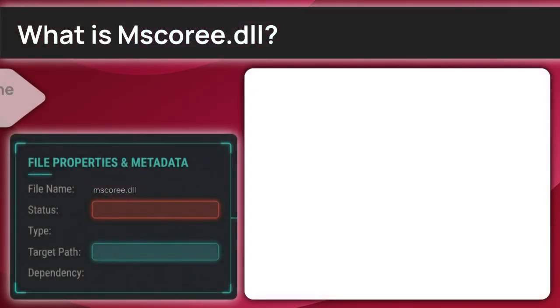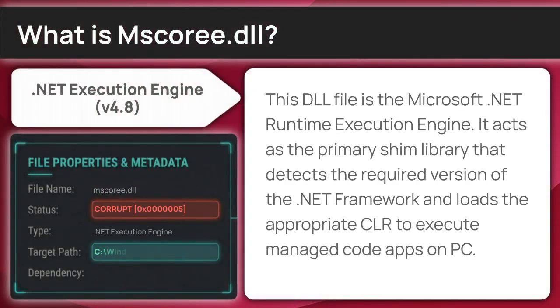This DLL file is the Microsoft .NET Runtime Execution Engine. It acts as the primary shim library that detects the required version of the .NET framework and loads the appropriate CLR to execute managed code apps on PC.